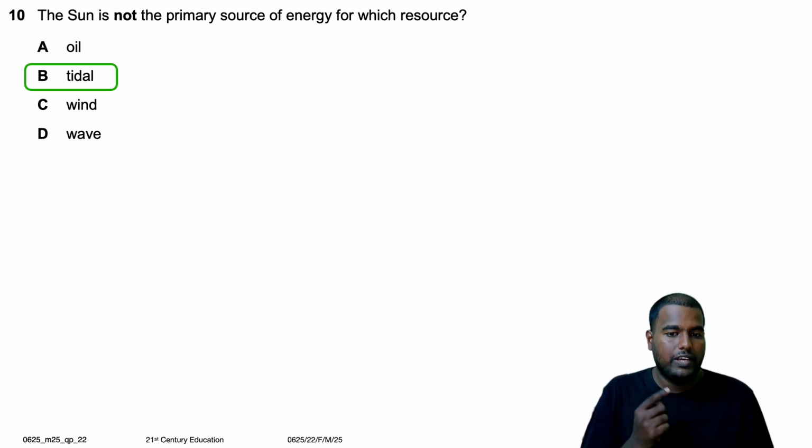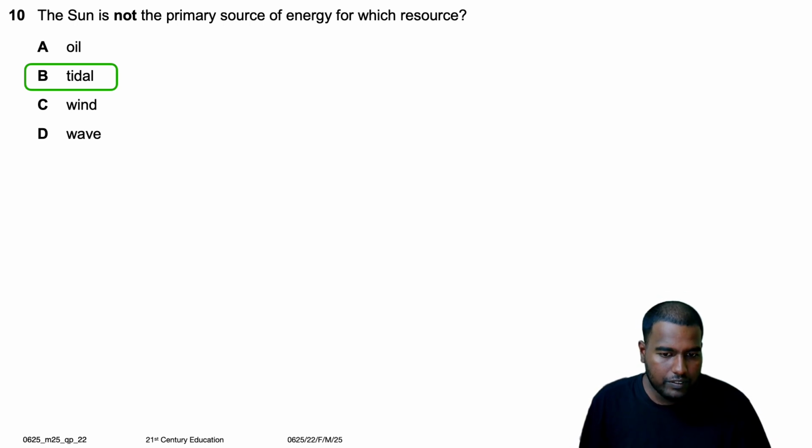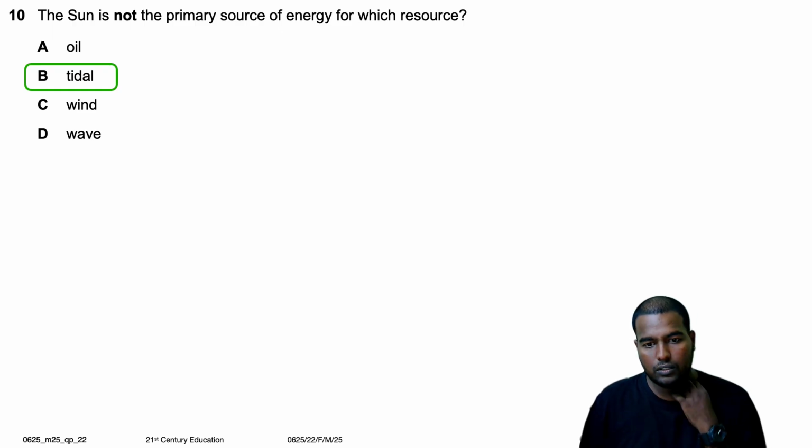The difference between wave and tidal is that wave is mostly happening because of wind. Sometimes it's due to earthquake also, but mostly because of wind, which is created by the difference in temperature between the shore and the ocean. So that also belongs to the sun. Tidal is the only thing that belongs to the moon, because of the moon's attraction, the difference in height of the water level on earth.